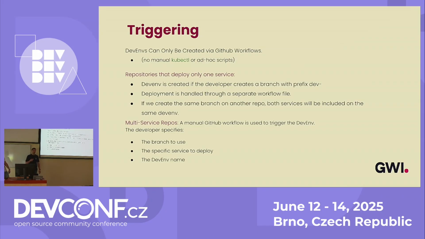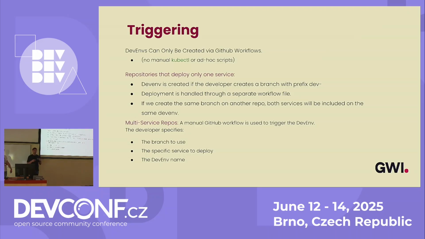Our next problem was how we were going to create these development environments. Here we set a golden rule. We said let everything be created through our GitHub workflows. This will provide a very clean, repeatable, and developer-friendly way of creating these new services. And to implement this, we had to support only two cases.